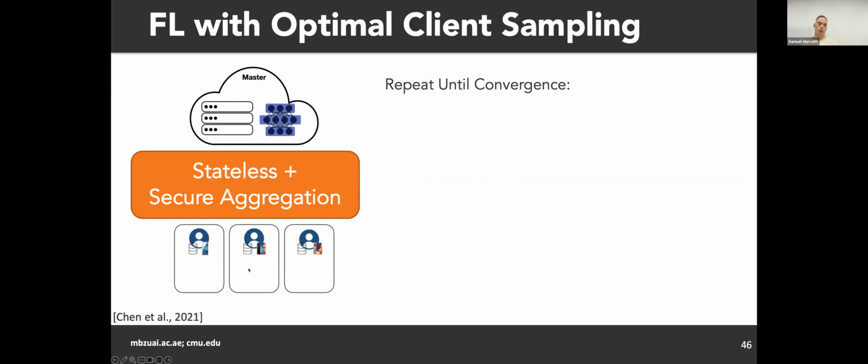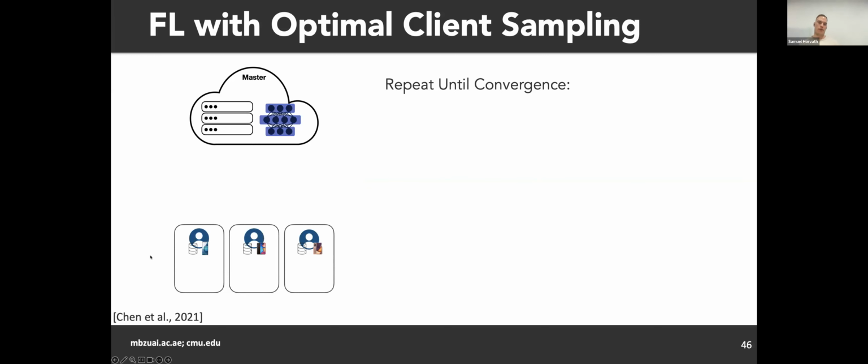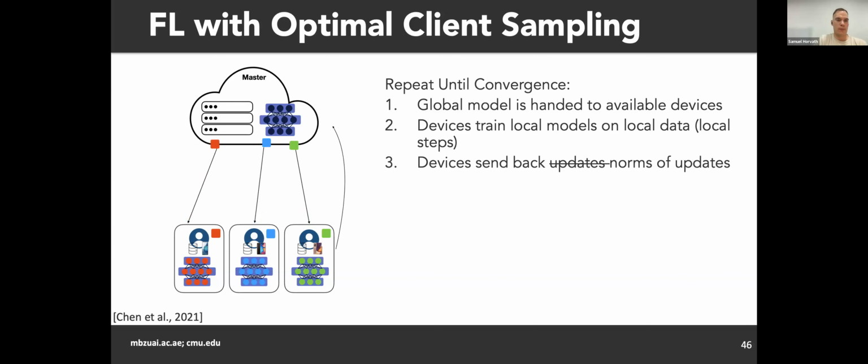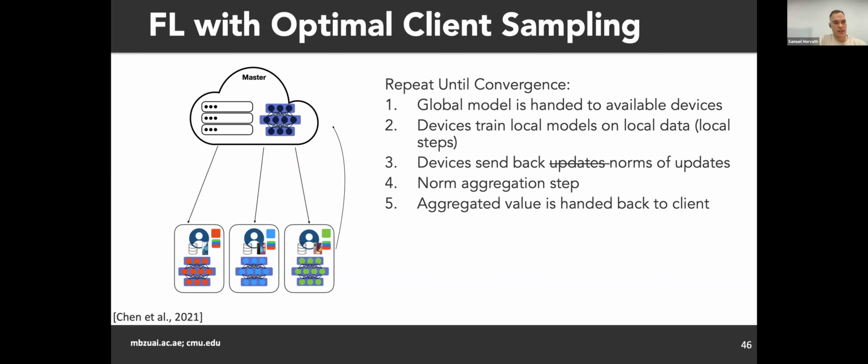So what we can do in order to enable importance sampling is a nice trick: we can let clients figure out themselves whether they have an important update or not. So how does this look in terms of the standard federated learning loop? Again, the first two steps are the same as before, but now we send some quantity that represents how important the update is, which is then aggregated by the master, and the master sends this quantity back.